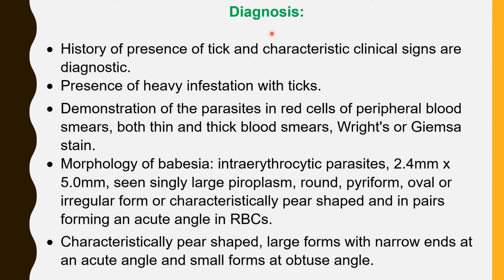Coming to the diagnosis, the history of presence of ticks and very characteristic clinical signs are of diagnostic value. Anemia, hemoglobinemia, icterus, hematuria, red colored urine. These are the characteristic clinical signs of babesiosis. At the same time, the clinician can observe the presence of heavy infestation with ticks on the animal.